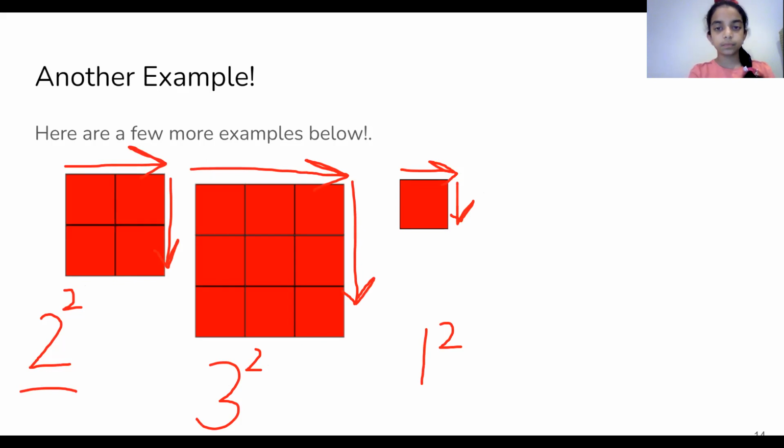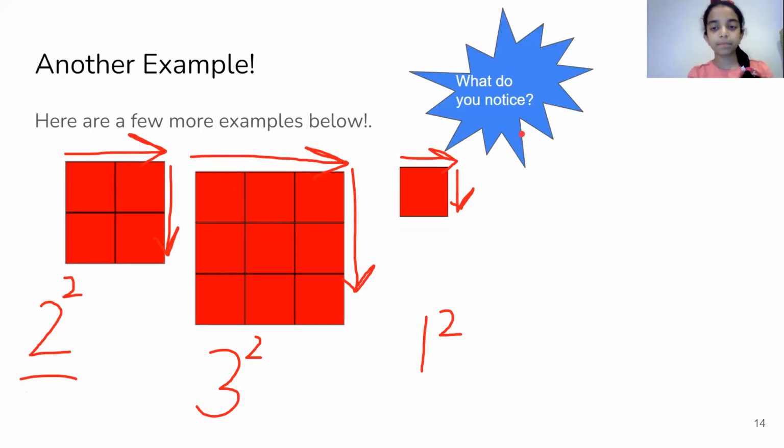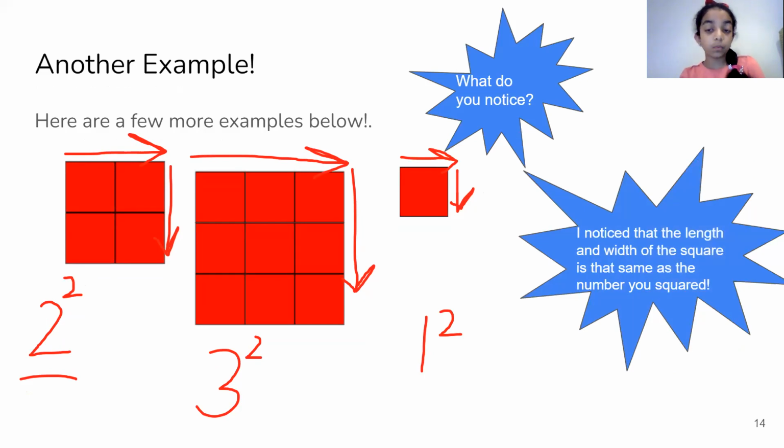Can you see any pattern? What do you notice? I noticed that the length and width of the square is the same as the number you squared. We squared the number 3, so our square is 3 blocks in length and 3 blocks in width. We squared the number 1, so our diagram is 1 block in length and 1 block in width. If we square the number 16, which should get you around 256, I think, and make a square out of 256 blocks, that's going to be a pretty big square. That's going to be 16 blocks in length and 16 blocks in width.